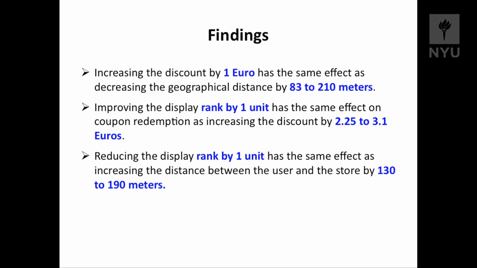The second was, how does the drop in rank matter, right? So if you're ranked number 1, there's going to be a very high likelihood of people at least looking at your offer, versus if you're ranked number 8, somebody has to scroll down, and we all know that below the fold, the propensity for people to look starts getting lower and lower. So we started looking at the effect of rank as well, and we see that if you were to improve your rank by 1 unit, that tends to increase redemption by the same amount as if you were to increase the discount by between 2.25 to 3.1 euros and so on.